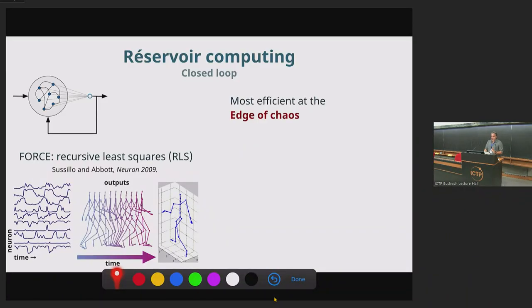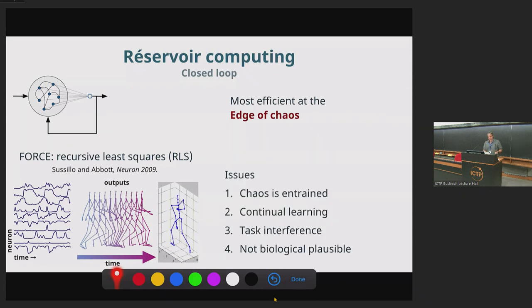Now, most of this is efficient at the edge of chaos. I'm going to talk soon about what's specific about the edge of chaos. It's important, but that leads to some issues. First, once we learn, chaos is trained away, meaning once we learn something, the network is no longer chaotic. It's part of what this machinery does, which leads to some problems with continual learning. If we want chaos and we get rid of it once we learn something, how can we learn something new? Also, there are the issues of task inference, and most importantly, which I'll touch on just a bit today, this FORCE algorithm is also not biologically plausible.